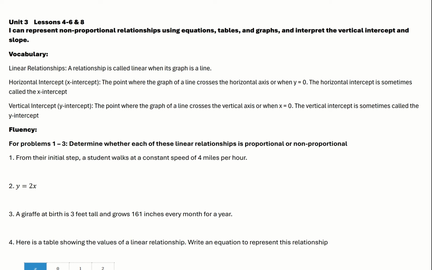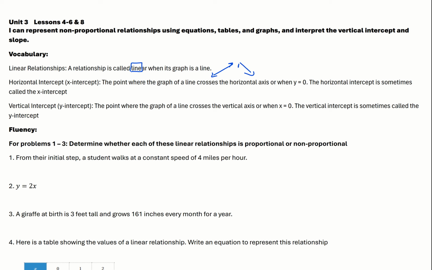So the new vocabulary we've learned so far from Lessons 4 through 6 and then 8 is a linear relationship. Remember, a linear relationship is called linear when its graph is a line. So you can see this root word right here means line. It's got to be straight.